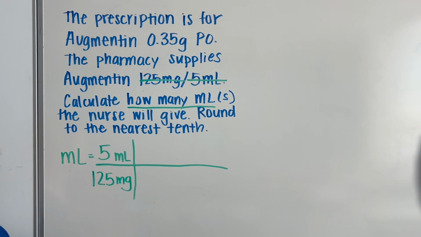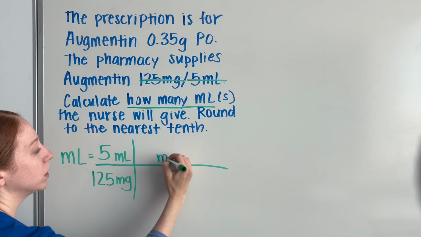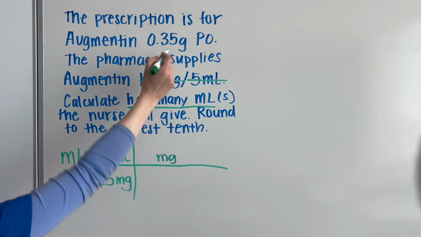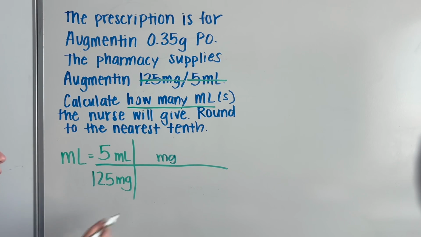Now, the other rule I know from dimensional analysis is whatever unit is on the bottom also needs to go on the top. So I need milligrams right here. I have milligrams on the bottom, I need to put it on the top. So I'm looking back at my problem and I don't see any value that has milligrams. I don't have a number I can plug in right there. Instead, I have grams. So what I need to do is fill in a conversion.